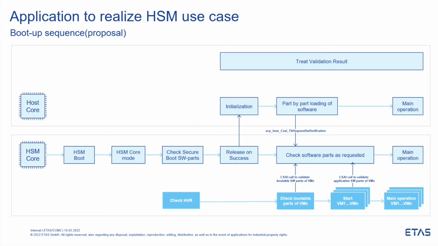So now at this phase, we have completed the basic startup sequence. Once the VMs are started, they can request the HSM again to check the application part of the VMs based on priorities. And after a successful validation, it can then move into the main operation mode. So this is how a new system based on VMs would look like.